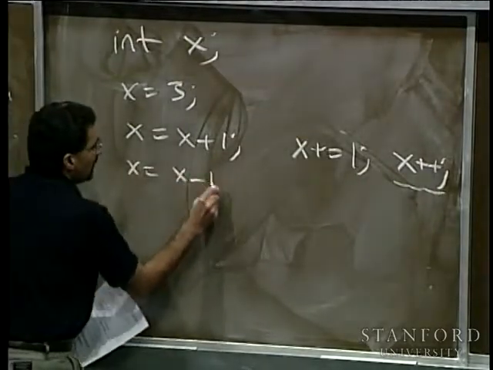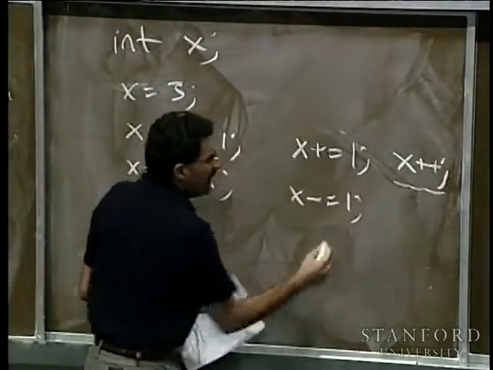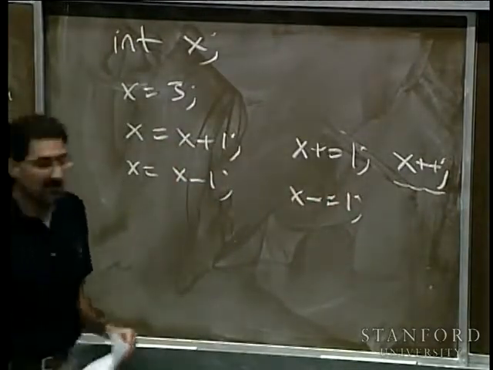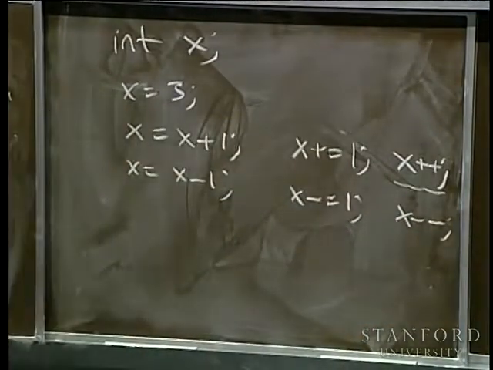You can also do subtraction in a similar way. If you want to subtract 1 from x, that's the longhand form of doing it. You can say x minus equals 1, which is a slightly shorter hand. And there is a complete shorthand for it, which is x minus minus, which means subtract 1 from x and store it back in x.